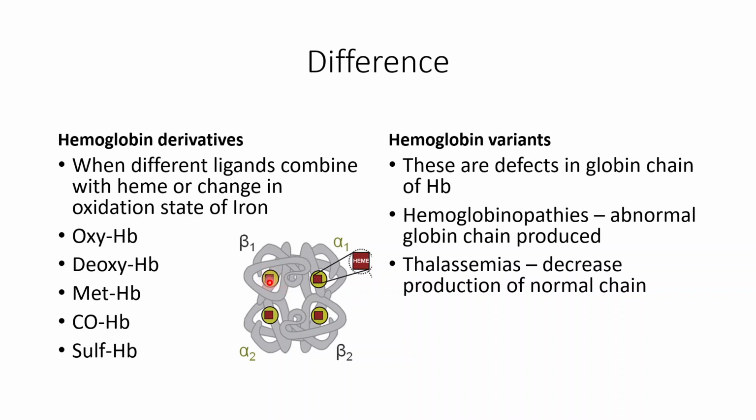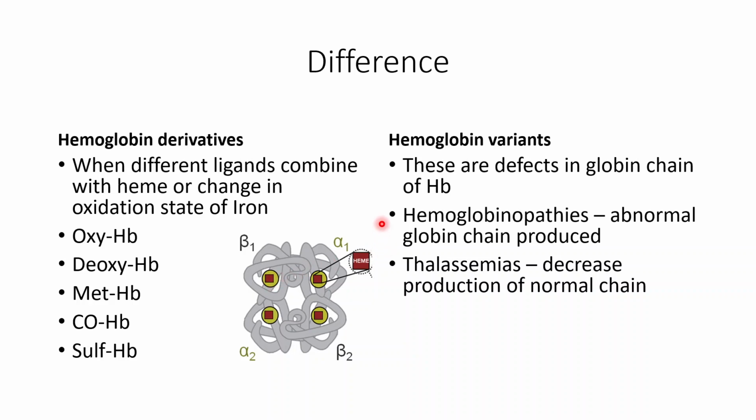Now when different ligands bind to this heme group, for example oxygen, we have seen in the previous lecture that oxygen binds to this heme group and that is how hemoglobin carries oxygen. So apart from oxygen, if let's say carbon monoxide binds or sulfur binds, when other ligands bind to this heme, it is known as hemoglobin derivatives.